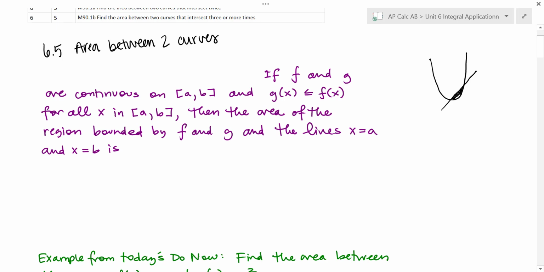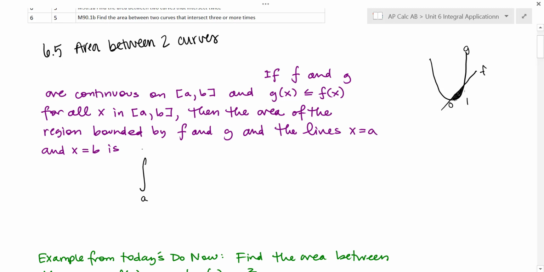Our basic theorem states that if f and g are continuous on the interval from a to b, just like that question. It said from 0 to 1, and f and g are continuous. So let's just call this f and let's call my parabola g. And g of x is less than f of x. So all we're saying is that line g is below line f, which is true on the interval 0 to 1. And it's bounded by f and g, so that means that the area is exactly between those two curves.